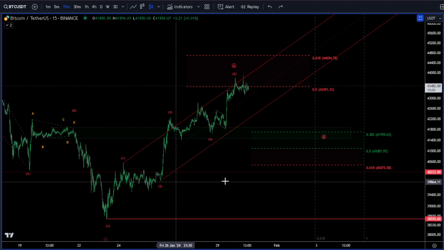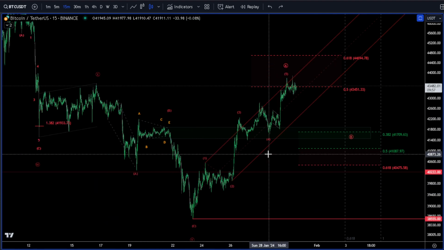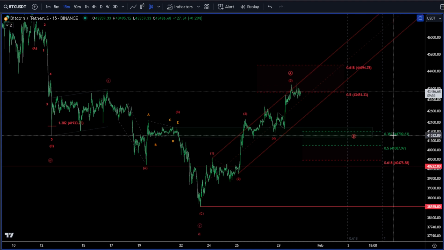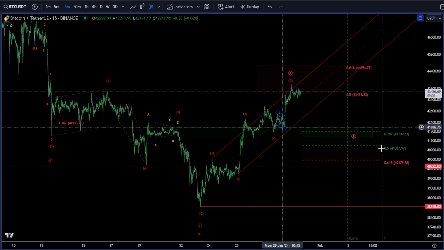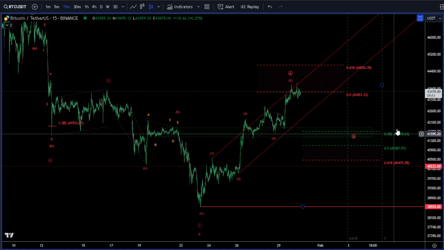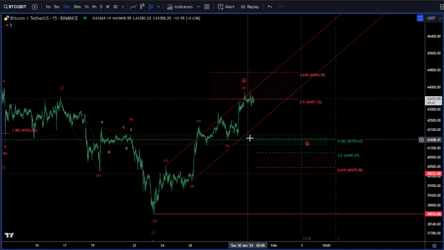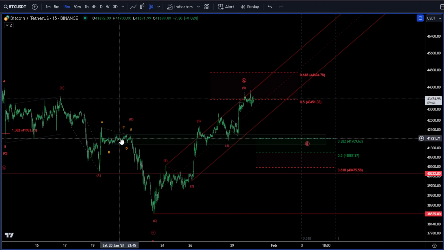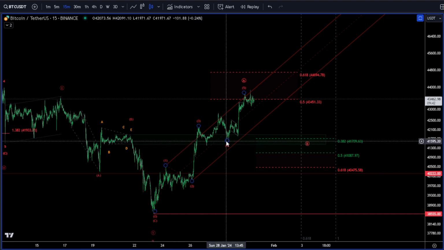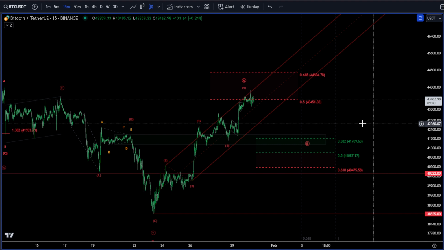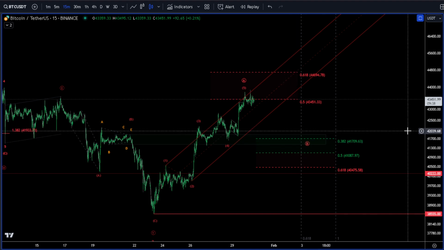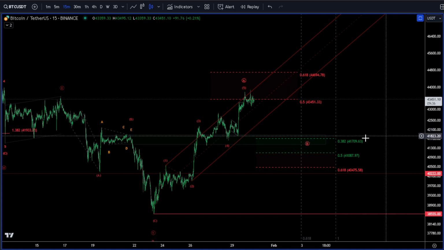But this also trended nicely in our pitchfork. It's respecting that, so everything looks good. As of right now, these would be my entries long. I want to see this area of consolidation hold right at the 4th wave. We have a lot of consolidation in this area, so this would be the area of interest for me. It's right around the 382 at 41,709.